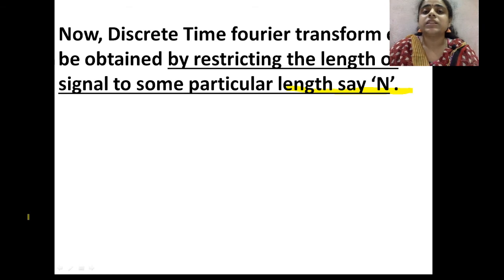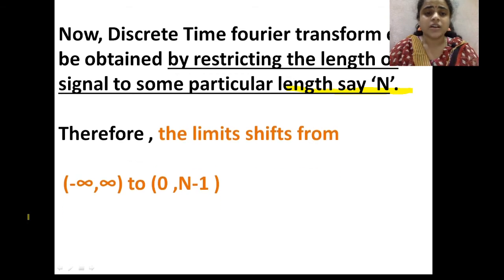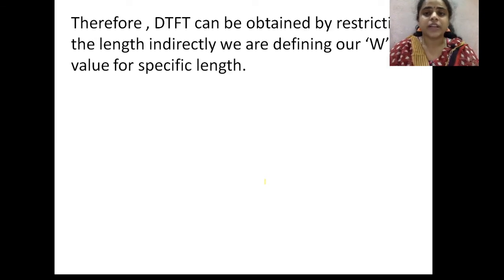If the samples start from 1, then we have to write sigma k equal to 1 to N, or sigma n equal to 1 to N. Generally, in the discrete domain we start our samples with the 0th sample, so the formula changes accordingly. Therefore the limits shift from minus infinity to infinity to 0 to N minus 1. So the DTFT can be obtained by restricting the length. Indirectly, we are defining our omega value for a specific length.